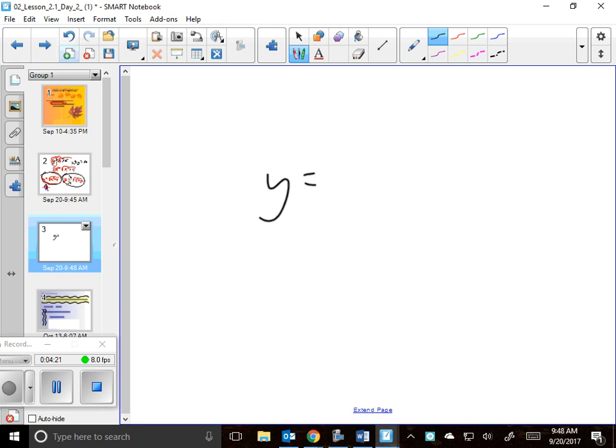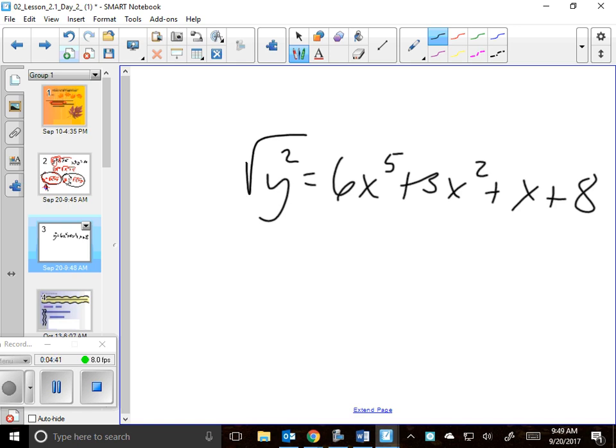Because if I have this, you can tell automatically, that's a function. I know it is, because it's only got one y equals. If it had a squared here, I would take the square root, and it would not be a function anymore, because that comes out to absolute value of y, which gives you two equations.